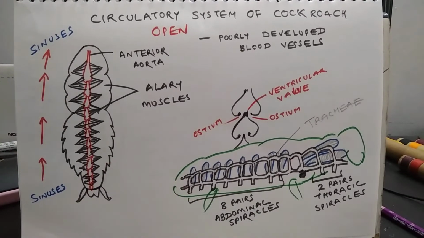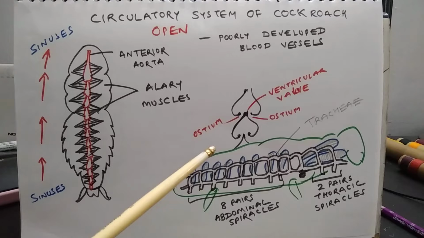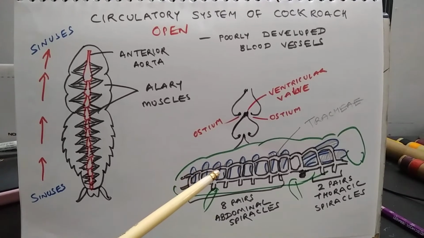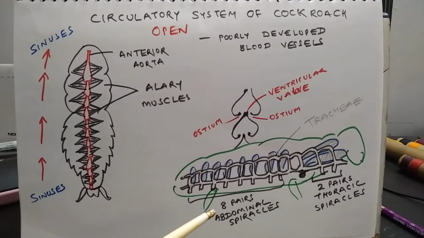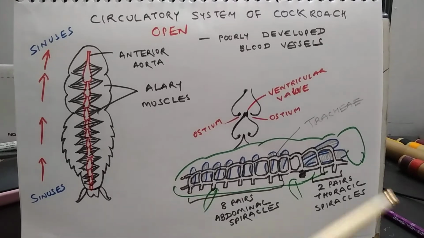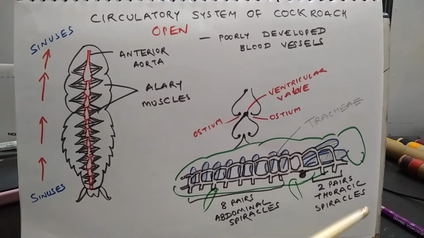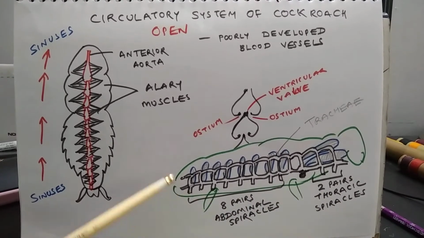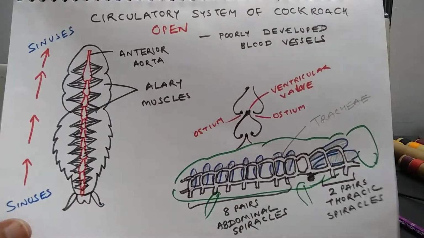The respiratory system of cockroach is composed of a network of thin tubes, and these tubes are called tracheae. Tracheae is plural and trachea is a singular word. And this tracheal system opens outside on the ventrolateral side through small pores which are called spiracles. There are 10 pairs of spiracles in cockroaches. 2 pairs are thoracic spiracles, they are in the thorax, and 8 are the abdominal spiracles. Through these spiracles, air goes in and air comes out, and that is how exchange of gases takes place in cockroaches.